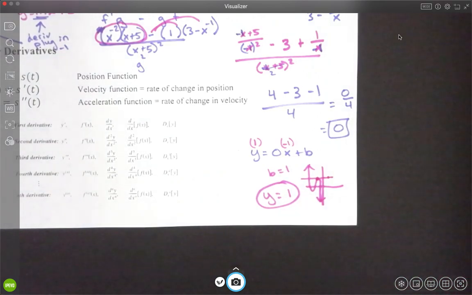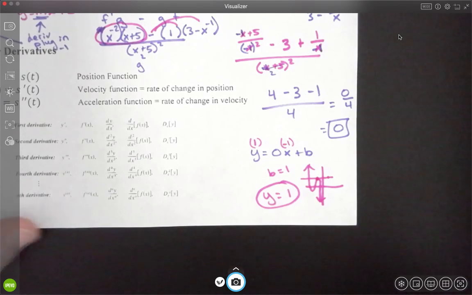Does that make sense? This tangent line right here is where that hump is. So y equals 1 would be that line. Does that make sense? Yeah? You don't have to graph it or anything like that, but just so you know what we're finding. Okay. All right.